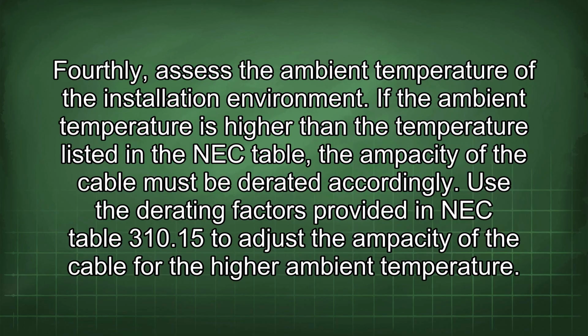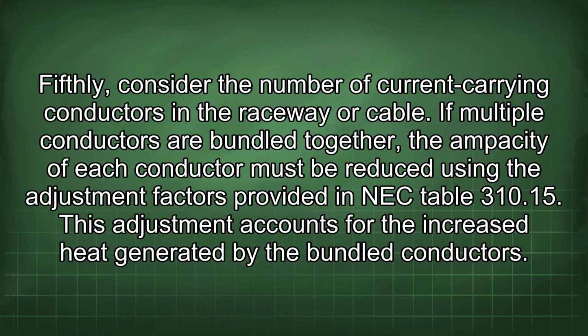Fourthly, assess the ambient temperature of the installation environment. If the ambient temperature is higher than the temperature listed in the NEC table, the ampacity of the cable must be derated accordingly. Use the derating factors provided in NEC table 310.15 to adjust the ampacity of the cable for the higher ambient temperature. Fifthly, consider the number of current carrying conductors in the raceway or cable. If multiple conductors are bundled together, the ampacity of each conductor must be reduced using the adjustment factors provided in NEC table 310.15. This adjustment accounts for the increased heat generated by the bundled conductors.